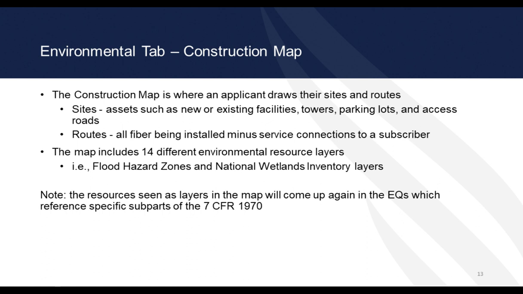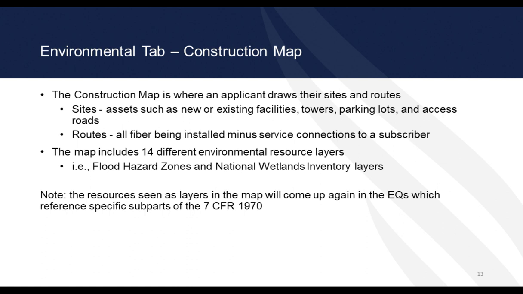The first section within the environmental tab is the construction map. The construction map is where you're required to draw your sites and routes. Sites include assets such as newer existing facilities, towers, parking lots, access roads, and large cabinet installations. Routes are paths in which the proposed technology will be installed.